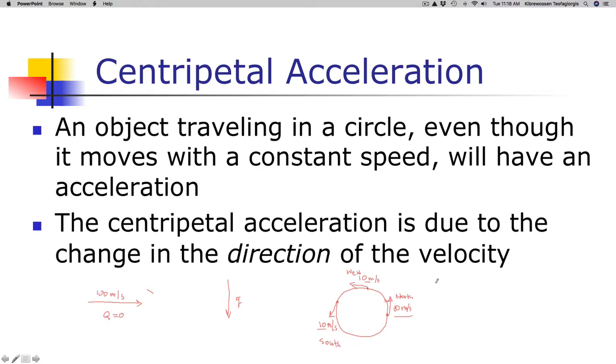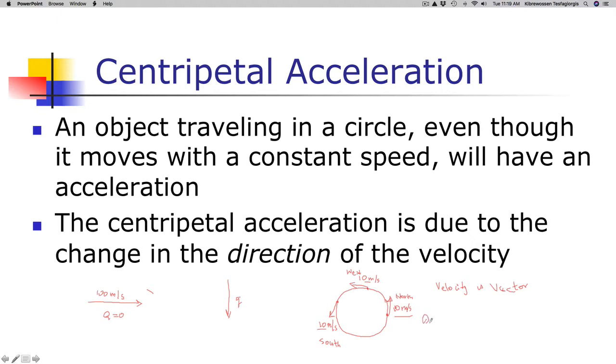So as we said, velocity is a vector quantity. So the direction is important. Okay. The direction is important. So if direction is important, that means when the vector, even though the number is the same, as you can see in this diagram, if the direction changes, then there is a change in velocity.